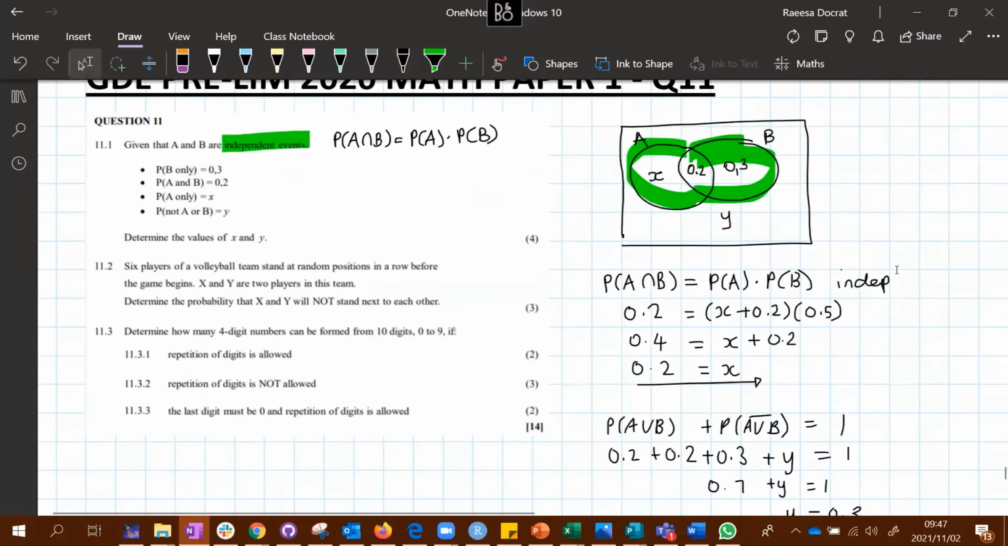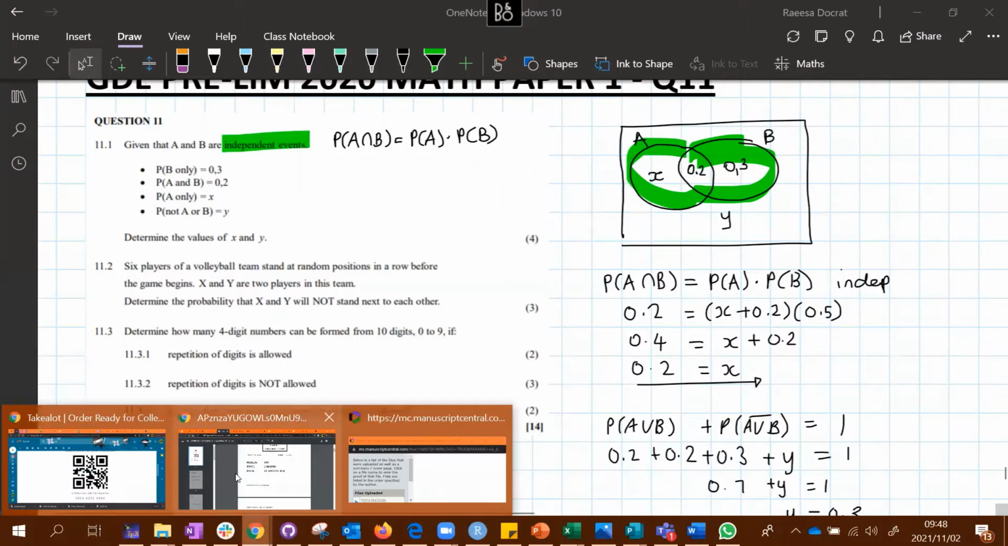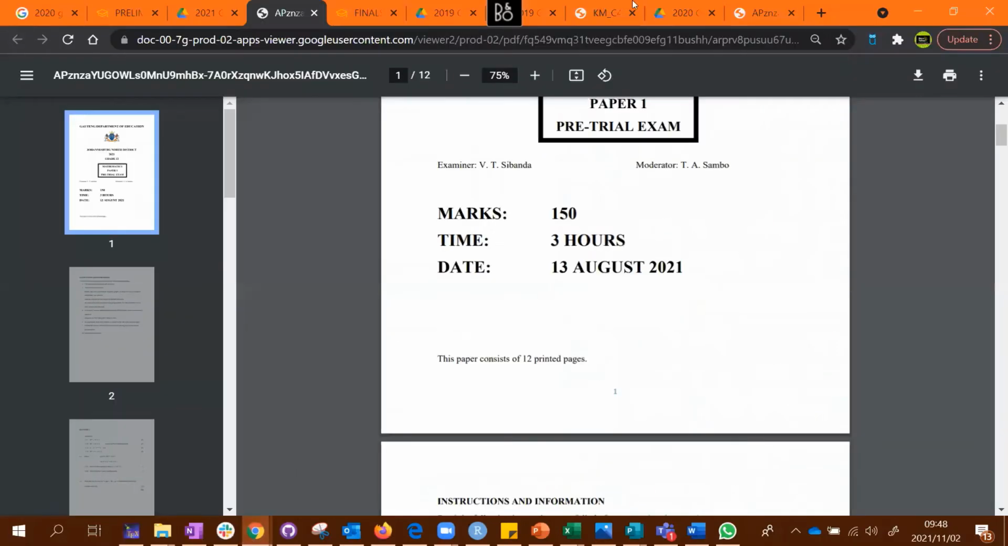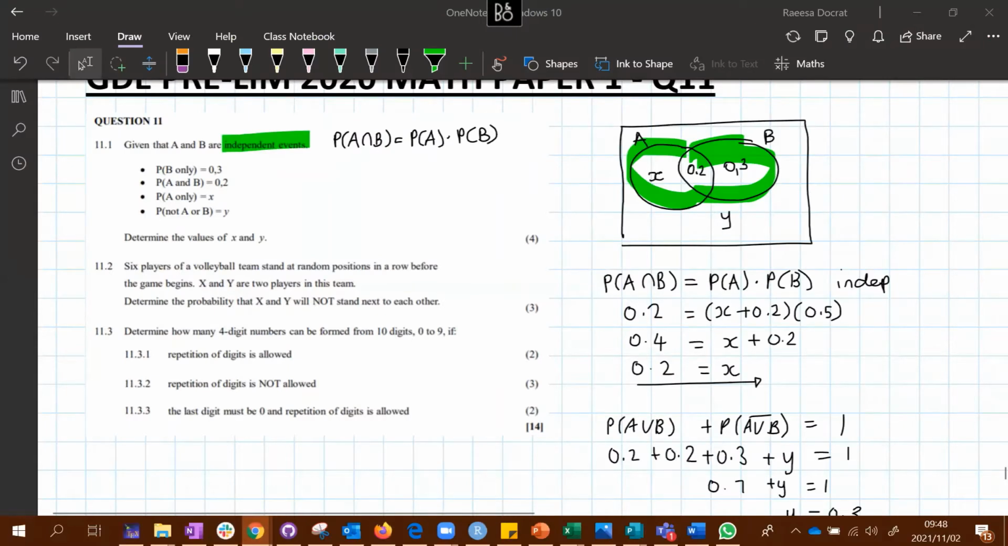So it says 6 players of a volleyball team stand in random positions in a row before the game begins. X and Y are 2 players in this team. Determine the probability that X and Y will not stand next to each other. Okay, so this here is your counting question, where we have to then calculate the probability that they will not stand next to each other.